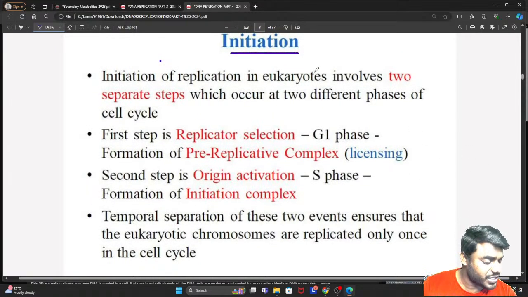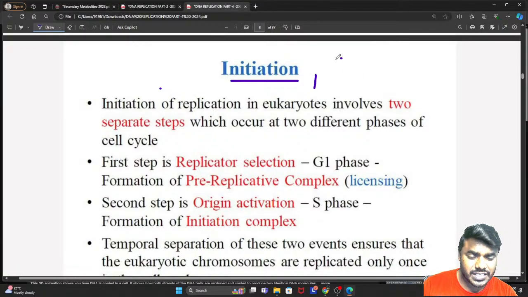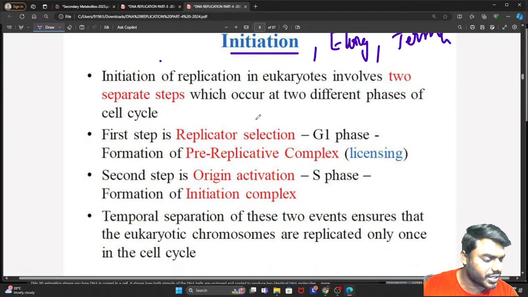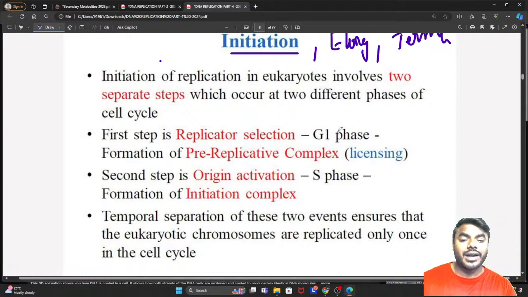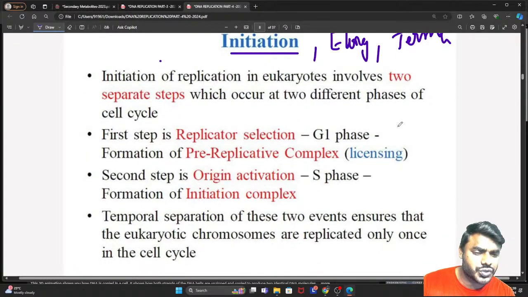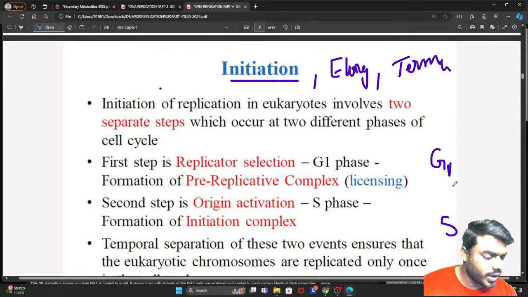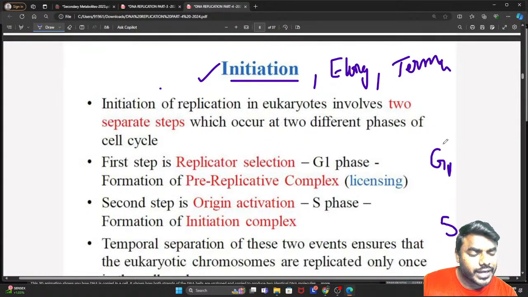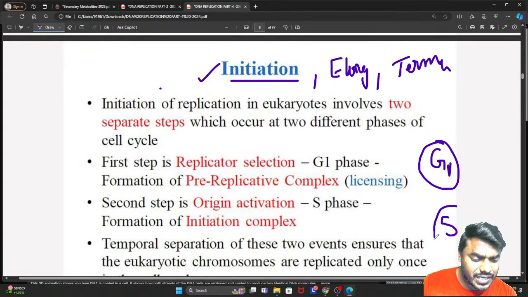Let's start with the initiation. Whether it is prokaryotic replication or eukaryotic replication, the three processes are the same: initiation, elongation, termination, but in a little different way. When you consider the initiation, all the students listen. I told you, right? It is happening in two phases, G1 phase and S phase. Friends, don't get confused. I am talking only about initiation. The process of initiation of DNA replication in eukaryotes takes place in two phases, G1 phase and S phase.